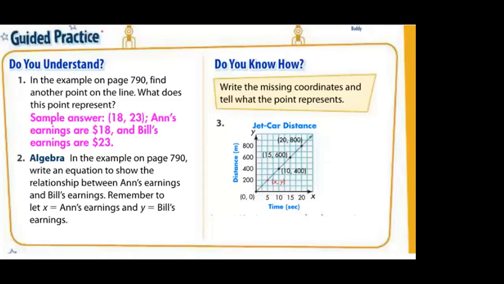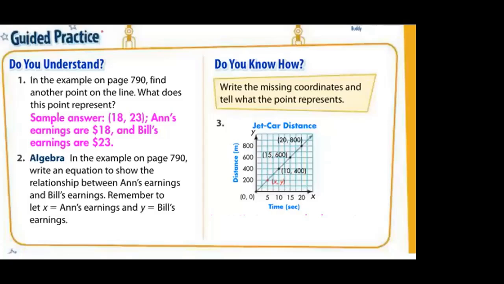So I'm going to focus on this point, 18 and 23. Anne's earnings are 18 and Bill's earnings are 23. So the point represents the relationship between the two earnings. And from the first question, we all agree that Bill earns more than Anne by 5. If we subtract 23 minus 18, the answer is 5. So it is a 100% correct point.